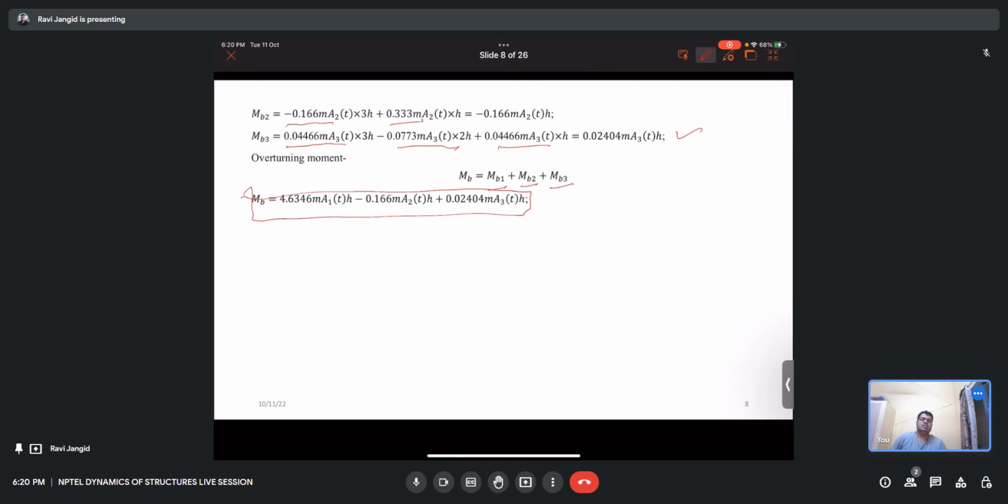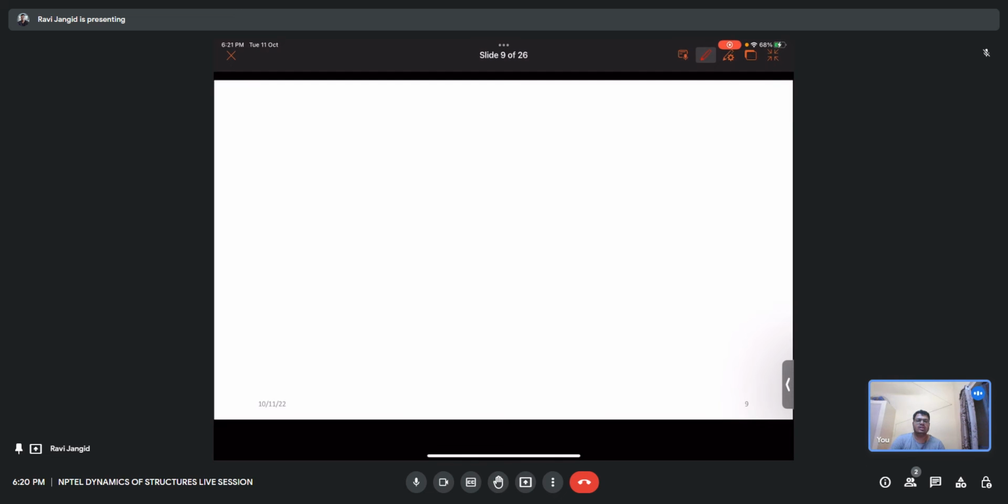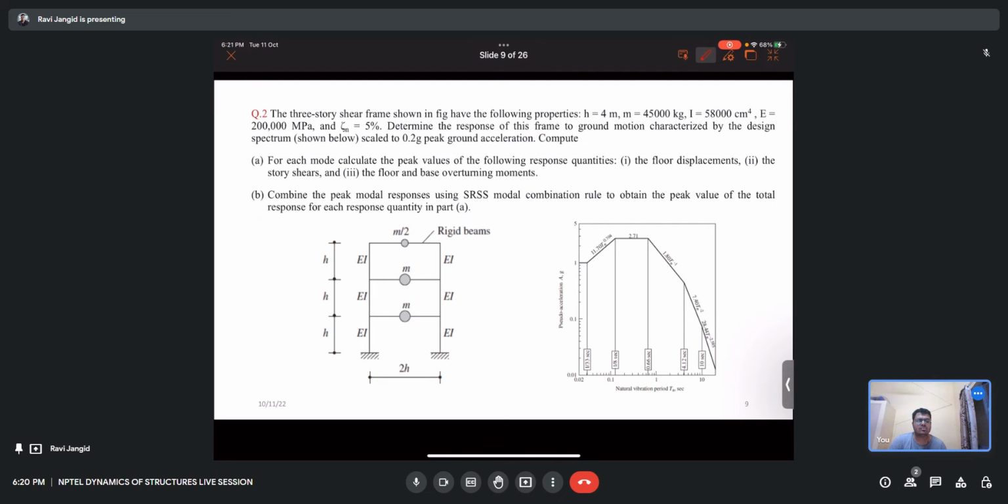So if you combine this, you will get this expression. This gives you the expression: once you are able to calculate the modal expansion, then you can easily calculate the base shear, equivalent static forces, and base overturning moment. That will make our things easier. Okay, so now let us move to another question.